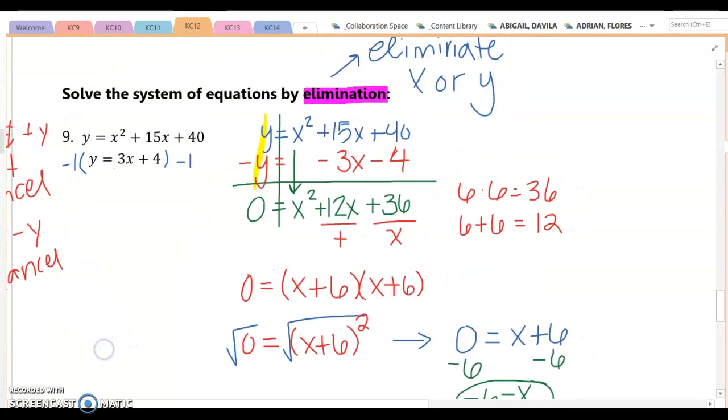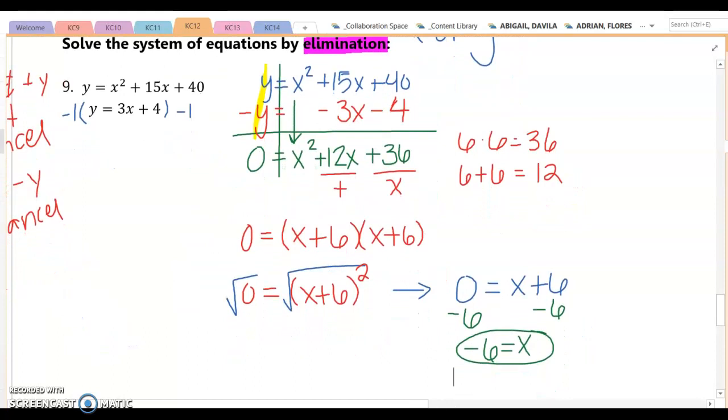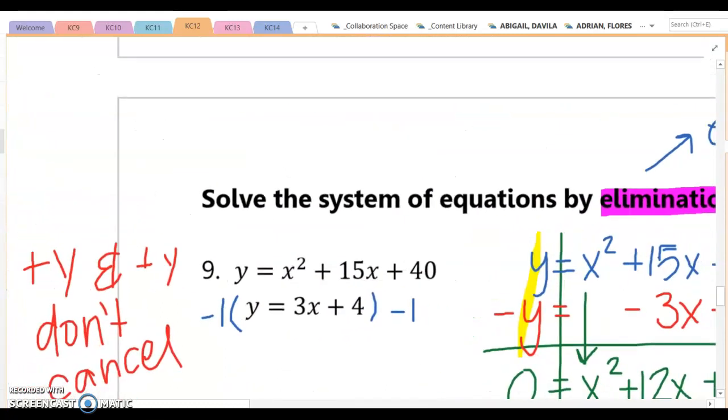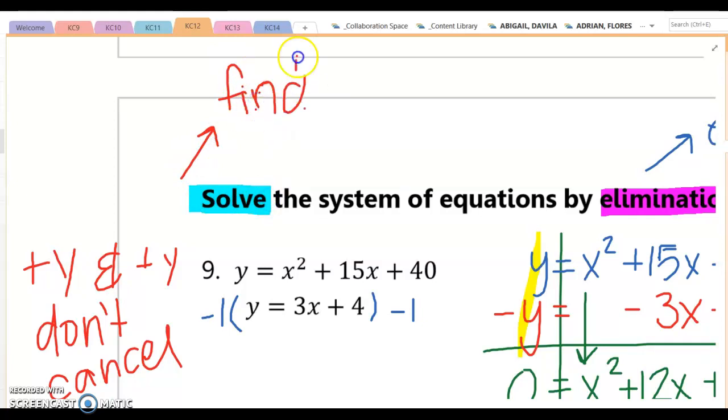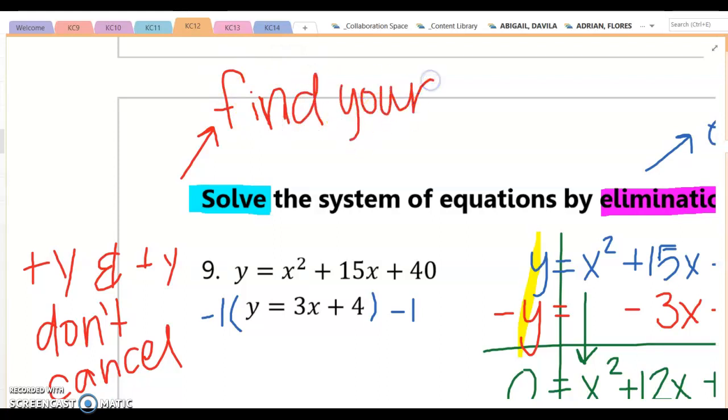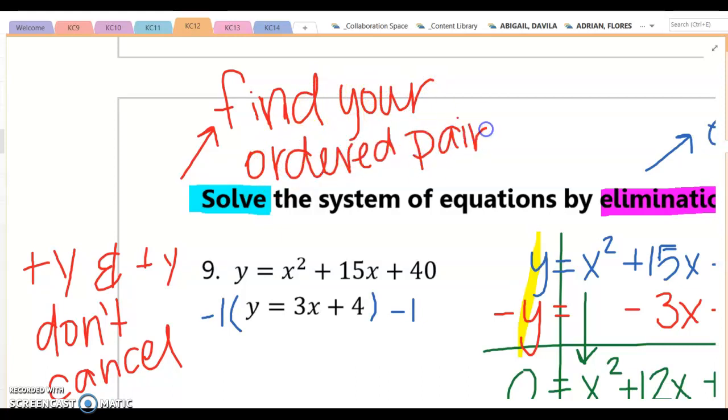So, the other thing is, to solve the system of equations, right, we actually need to, this is just the x-coordinate, right? When it says solve the system of equations, this means you need to find, oh my goodness, that handwriting is, we need to find your ordered pairs. Pair or pairs, depending on how many solutions it has.